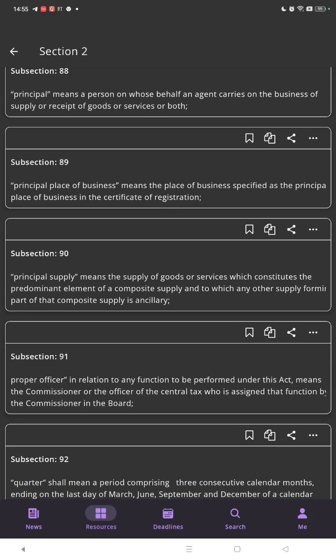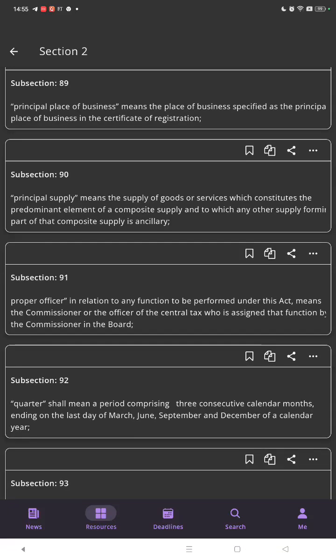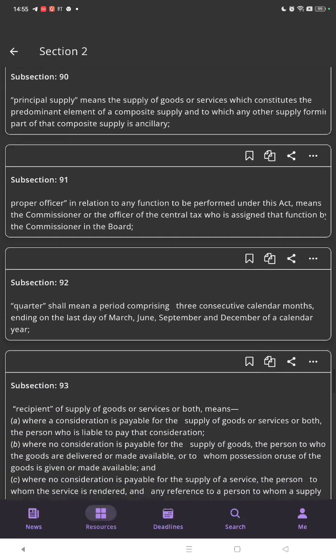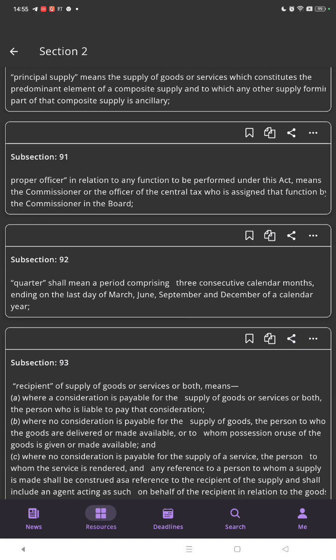Subsection 89: principal place of business means the place of business specified as the principal place of business in the certificate of registration. Subsection 90: the principal supply means the supply of goods or services which constitutes the predominant element of a composite supply and to which any other supply forming part of that composite supply is ancillary. Subsection 91: proper officer, in relation to any function to be performed under this Act, means the Commissioner or the officer of central tax who is assigned that function by the Commissioner in the Board.